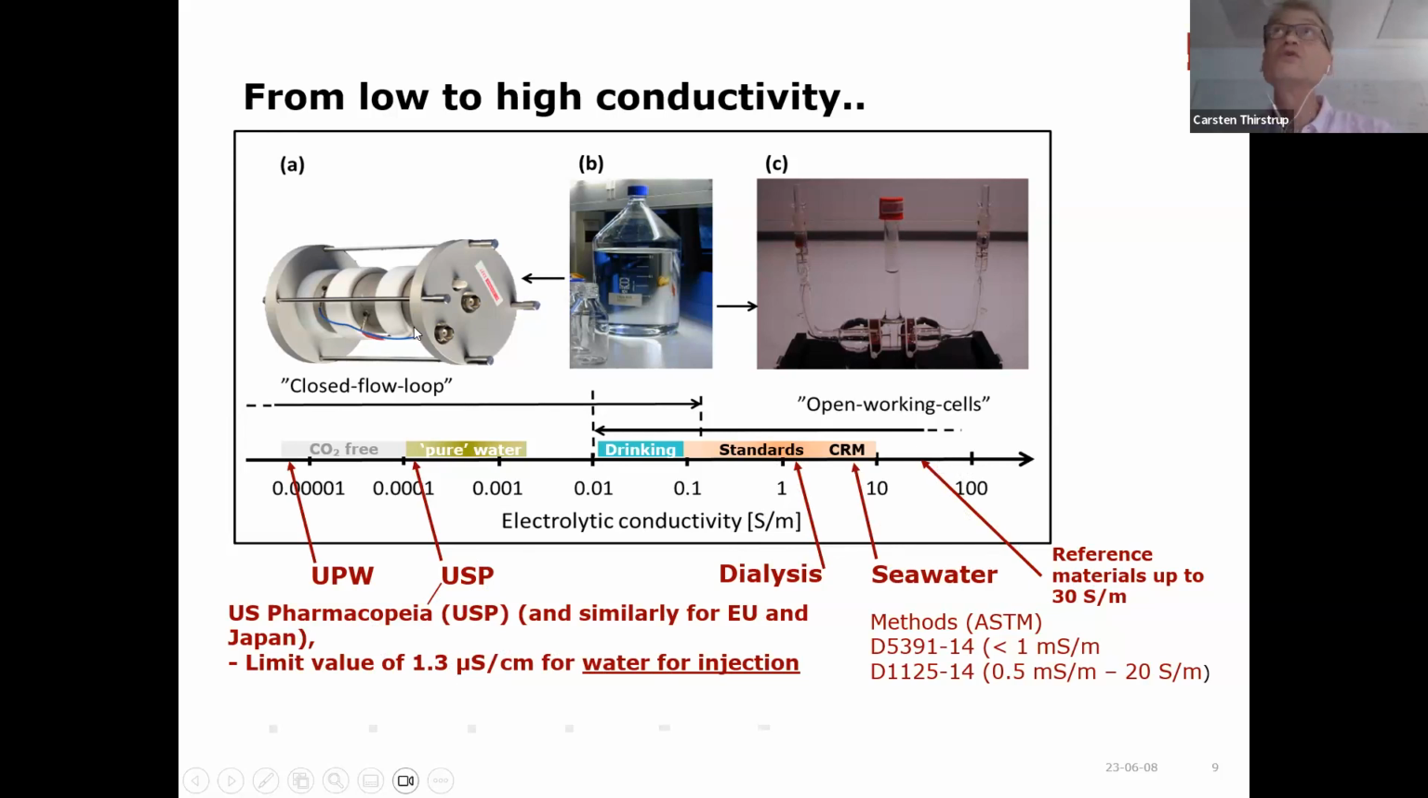And with the closed flow loop system, we are able to cover a range up to about 140 millisiemens per meter. And with the open working cells, we are able to cover a range from 10 millisiemens per meter up to around 30 siemens per meter.